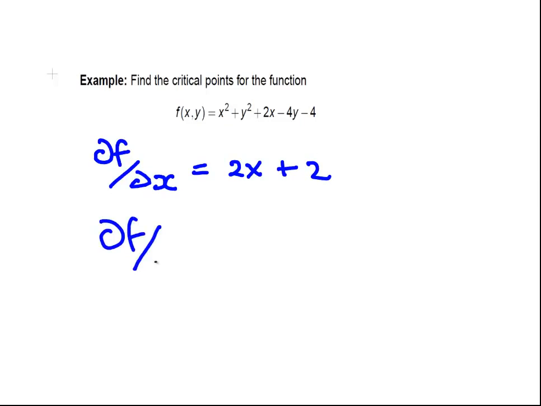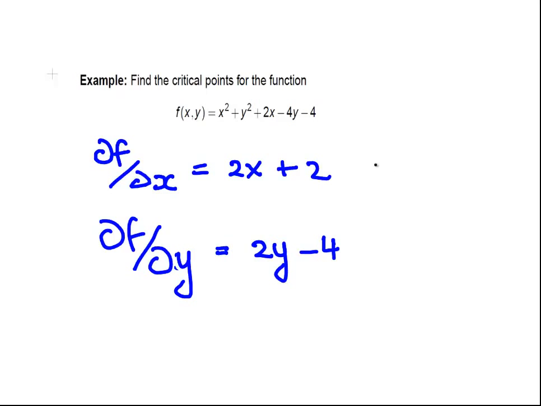Now the partial derivative with respect to y. Something similar. X squared, the derivative of that with respect to y is just 0. Y squared, we have 2y. 2x, never mind that. Minus 4y, well, minus 4. And again, the minus 4 is just a constant, so its derivative is 0.